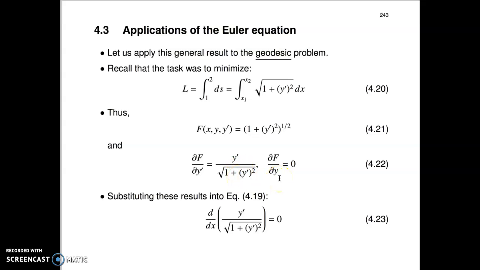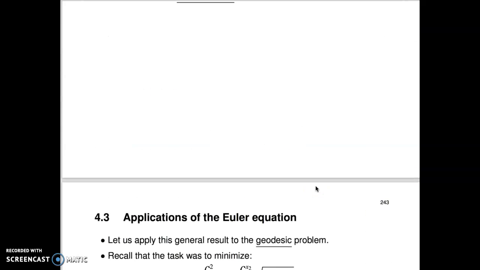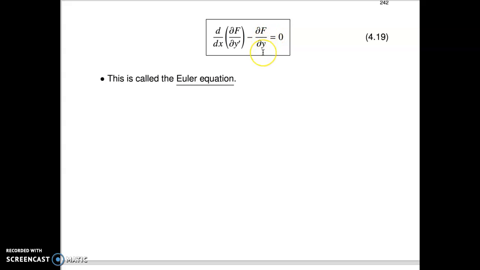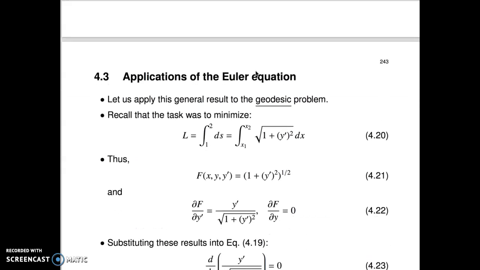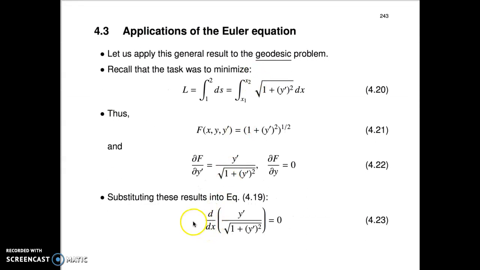The derivative dF by dy, well, there is no y here, so the derivative is 0. If you substitute both of these derivatives back into equation 4.19, okay, the second term is equal to 0, and we have the derivative d by dx of this partial derivative, dF by dy primed, and that says that we have d by dx of this expression here, y primed over this square root, is equal to 0.